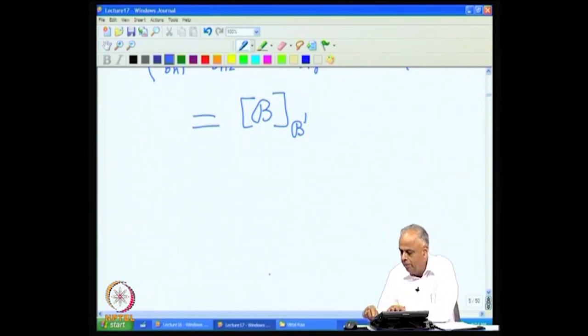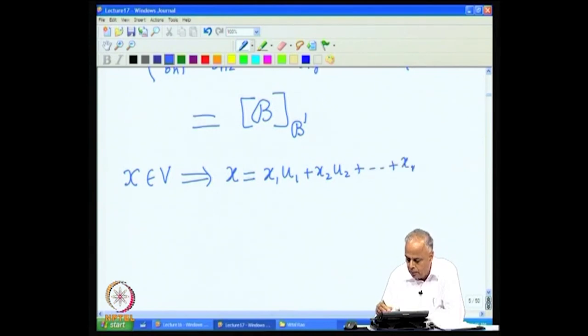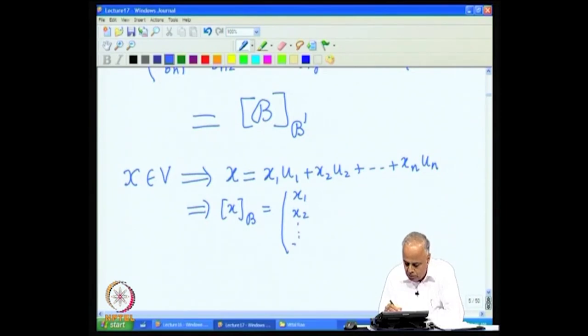Now, let us take any vector x in V. So, consider a vector x in V. We know that any vector x in V has a unique representation in terms of the basis vectors. So, let us represent x in terms of the B basis. It is x_1 u_1 plus x_2 u_2 plus ... plus x_n u_n. That is the representation of x in terms of the B basis. This means when we digitize, or we find the corresponding coded version of the vector x in F^n, that has to be formed out of these components. So, it will be x_1, x_2, ..., x_n.